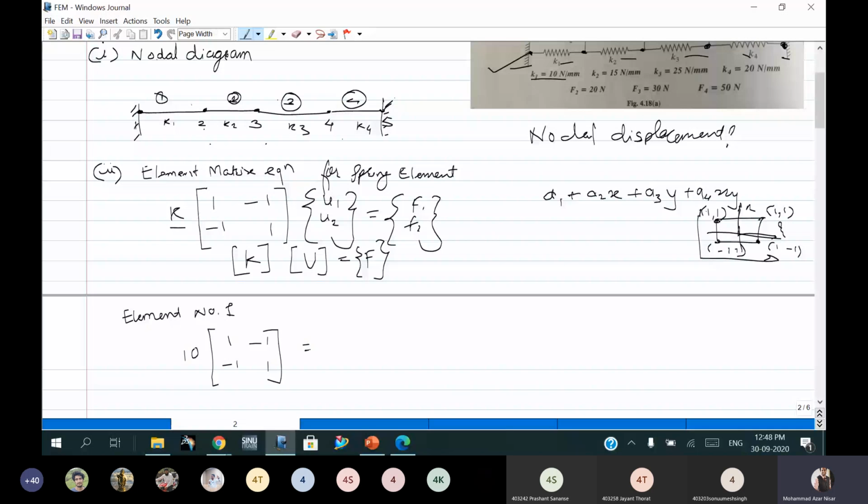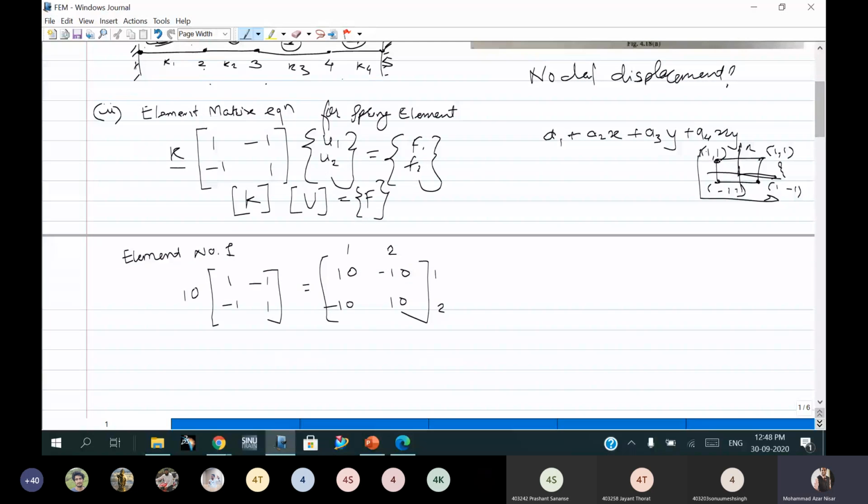Name this row and column 1 and 2, 1 and 2. Why 1 and 2? Because this element number 1 lies in between node number 1 and 2. So I have drawn this 1 and 2, 1 and 2.